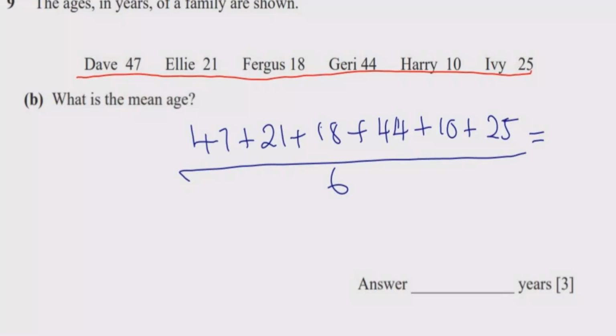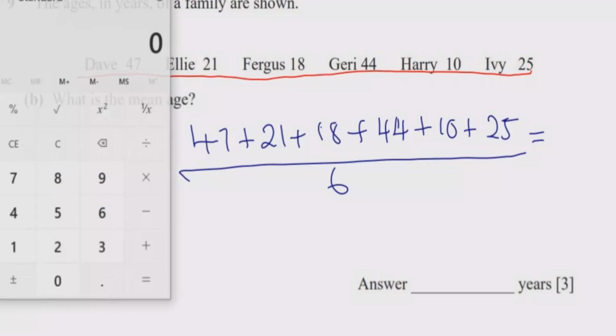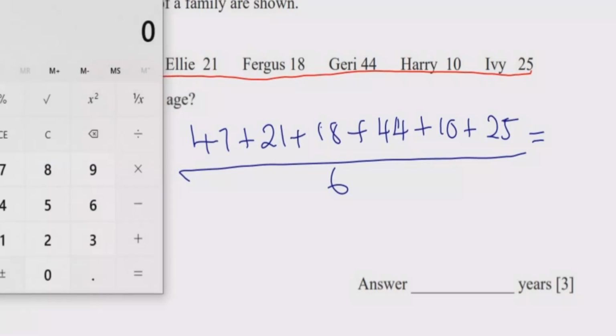Okay, so what we're going to do is go on to our calculator and punch in those numbers. So I've got 47 plus 21 plus 18 plus 44 plus 10 plus 25, which should give us, or let me say, equal to, sorry, what have I done? The answer is 165, but I'll go through again so that you follow me well.